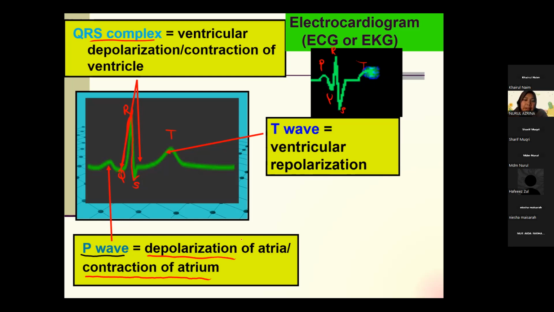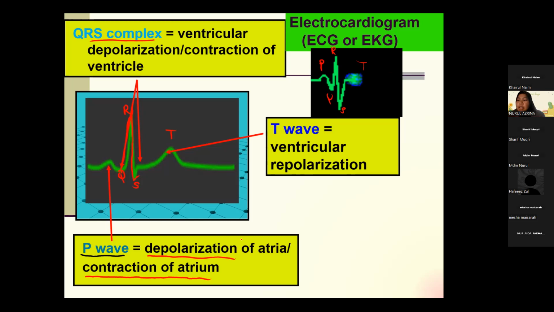Madam, what is depolarization of atria? It's something that happens or is related to the changes of ions, or movement of ions across the membrane. So we are going to detail this in chapter 5. Okay, all right. But the idea is you can have contraction of the atrium.